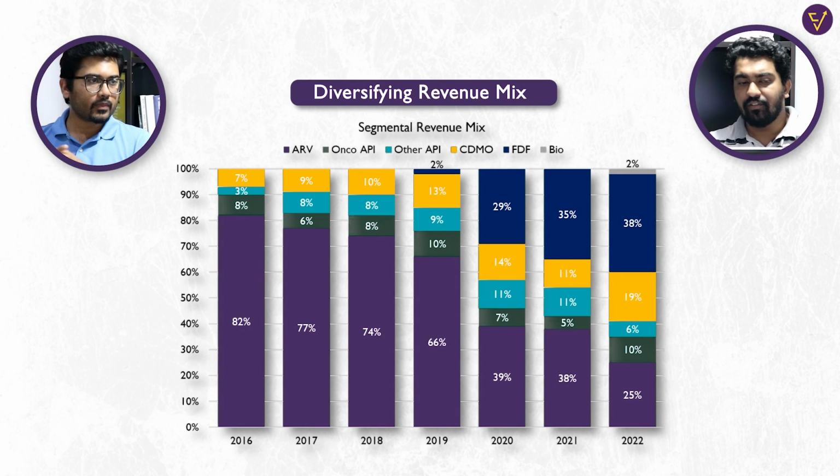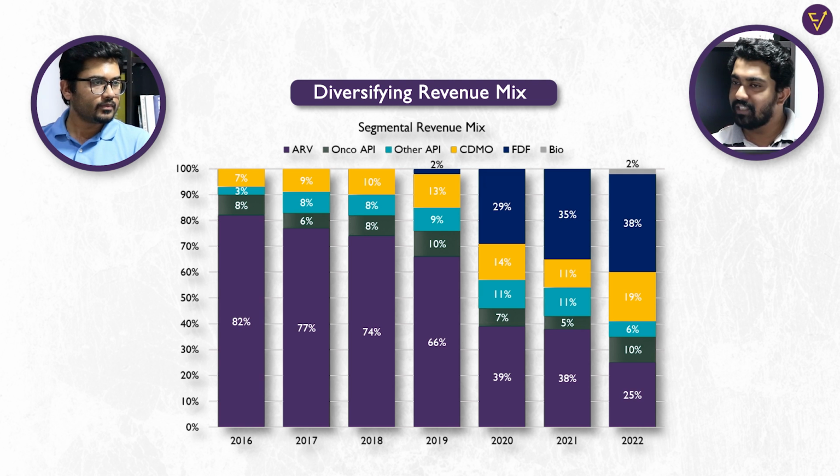So let's discuss how they have been able to diversify their revenue mix over a period of time. If you look at this graph, Laurus used to be a predominantly ARV API company. In 2016, when they IPO'd, about 82% of their revenues were coming from ARV APIs. Now, the thing to note about ARV APIs is that it is an extremely low gross margin business.